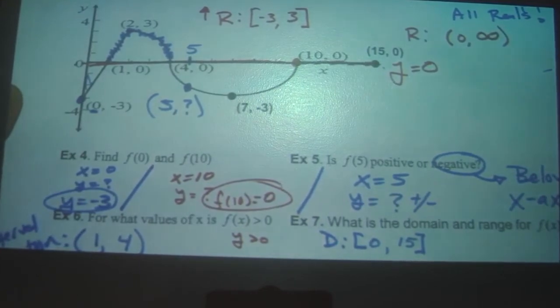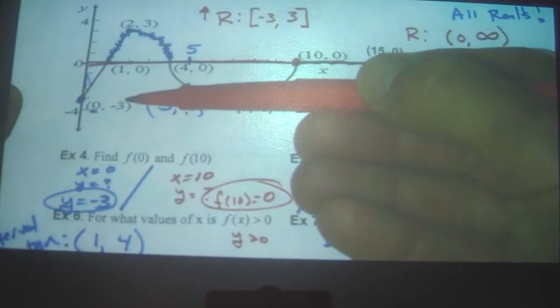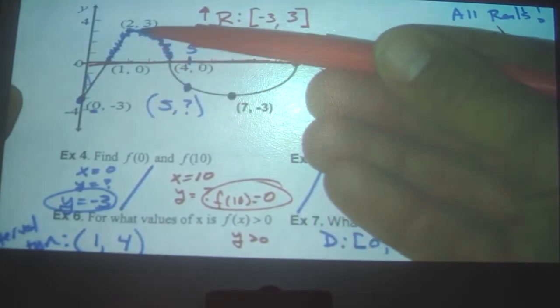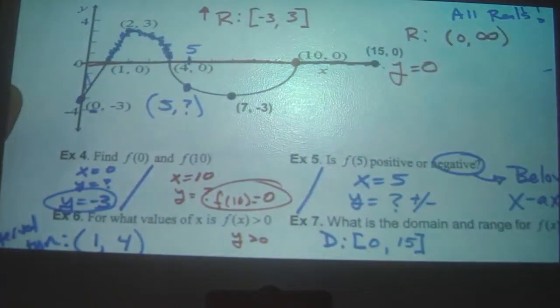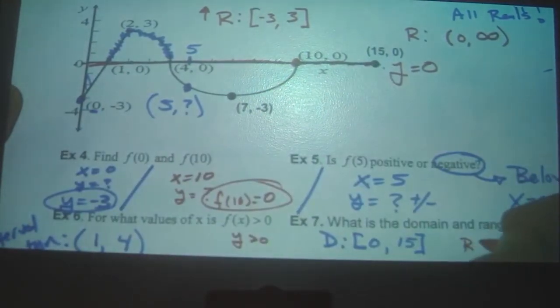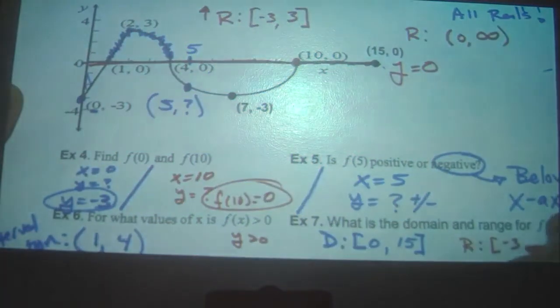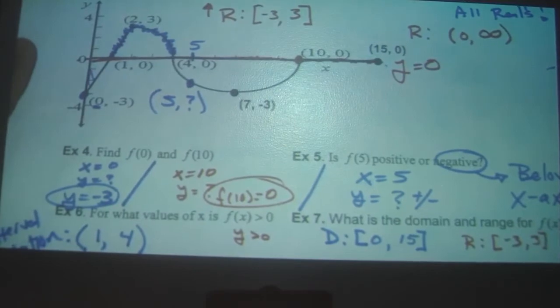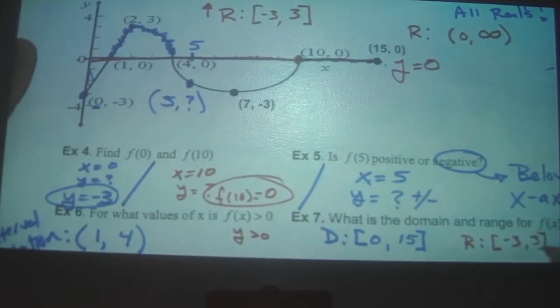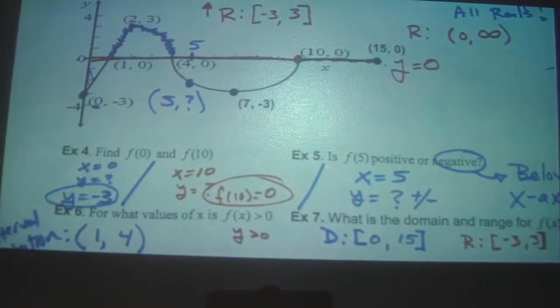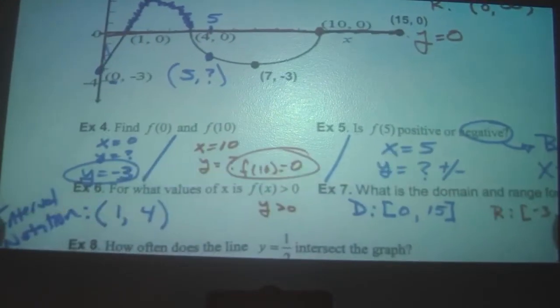Okay? And then the range, the lowest y value is -3, and it goes all the way up to 3. That's the highest. So domain is left to right. Range is bottoms up. So it starts at -3, and it goes all the way up to 3. Hopefully that's clear for you, David.